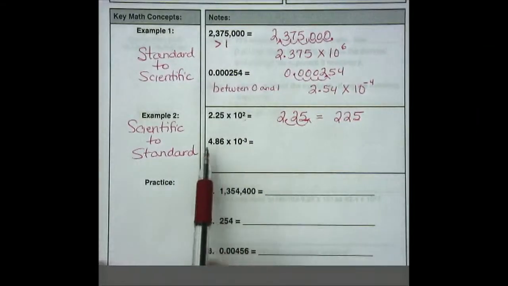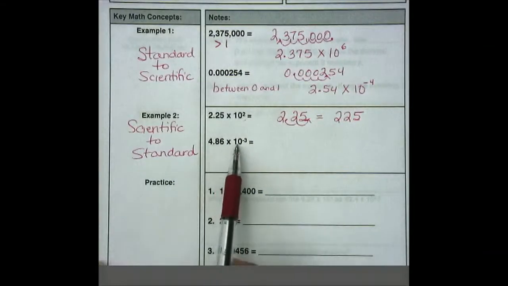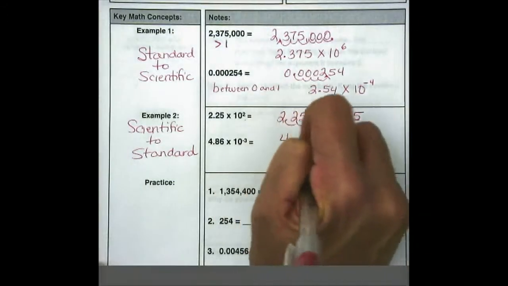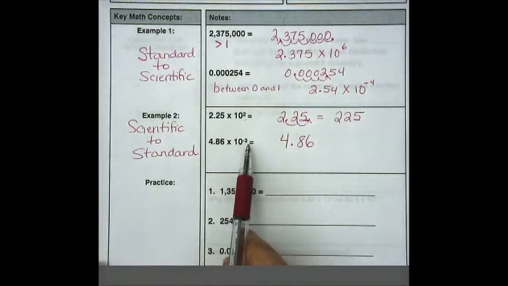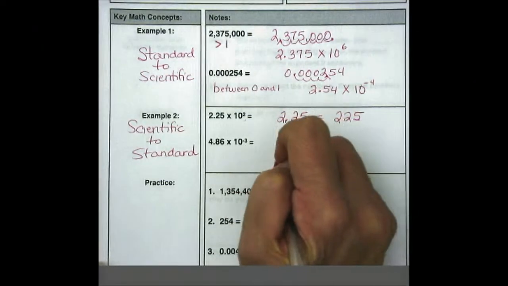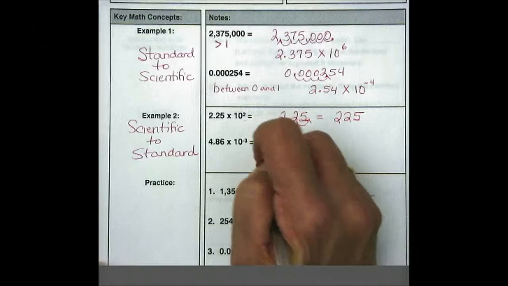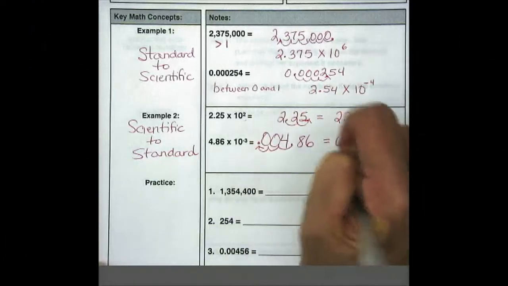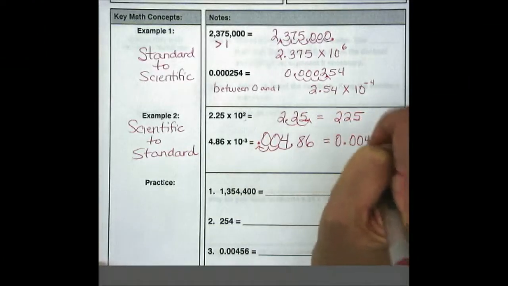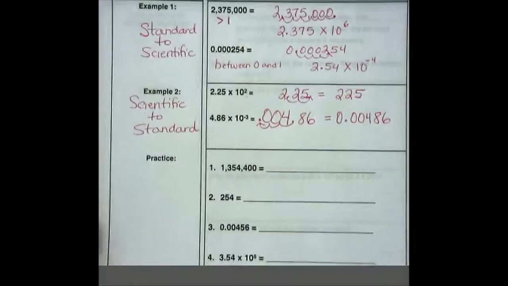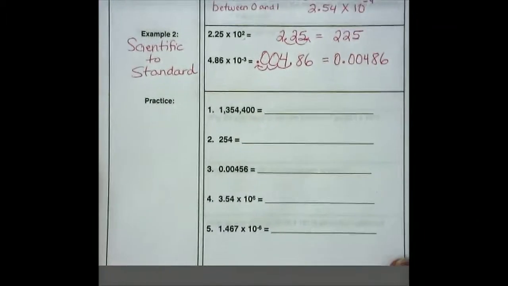Looking at the next part of the example, I have 4.86 times 10 to the negative third. Now this time I'm multiplying by a negative power of 10, so my decimal point's going to move to the left. So I move 1, 2, 3. So my answer will be 0.00486.